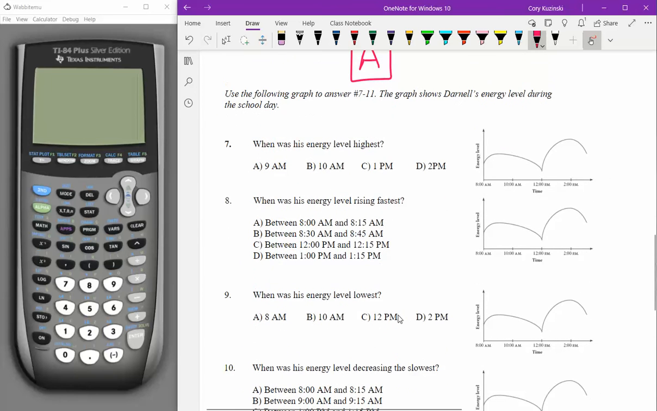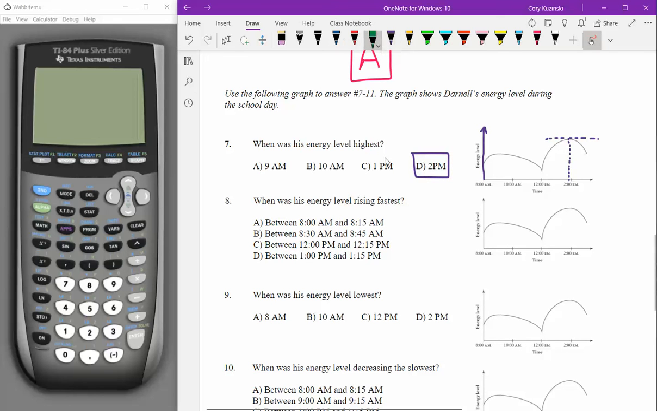Home stretch here on this first standard. Use the following graph to answer numbers 7 through 11. The graph shows Darnell's energy level during the school day. When was his energy level the highest? So here's energy level being measured along this vertical axis. When was it the highest? Somewhere around here. So that looks like about 2 p.m. maybe. So, yep, choice D.